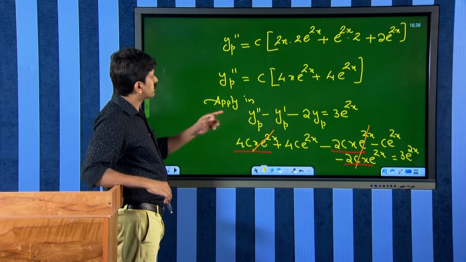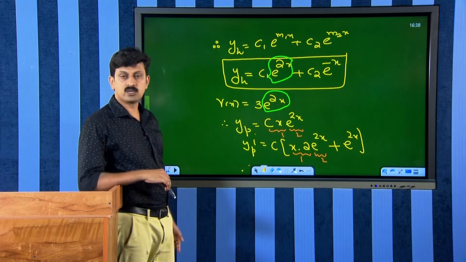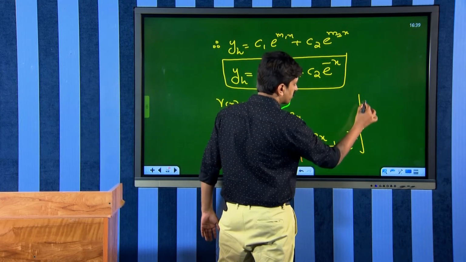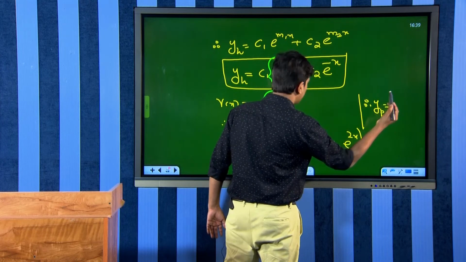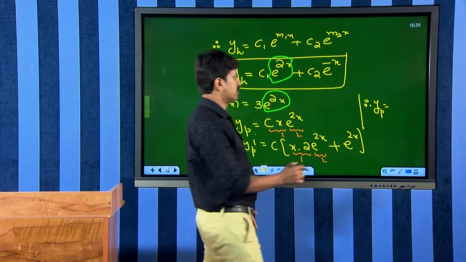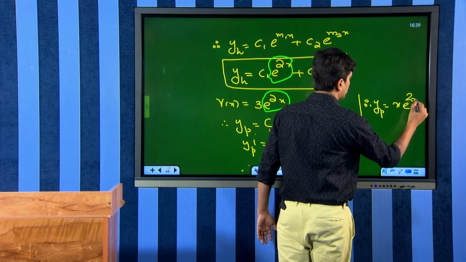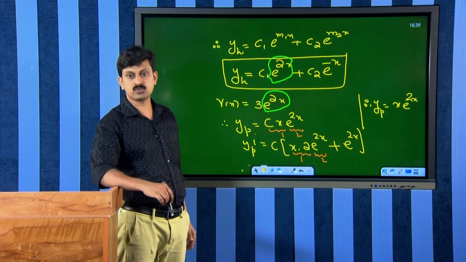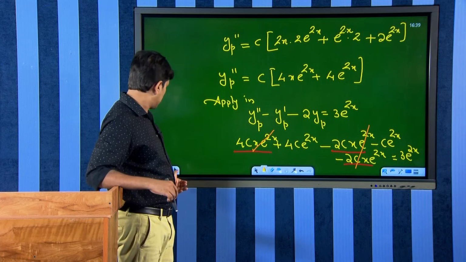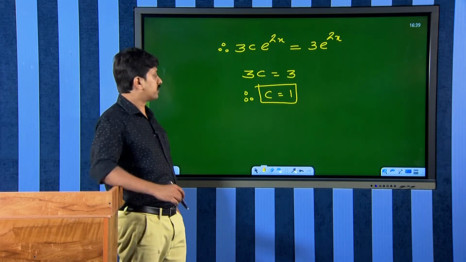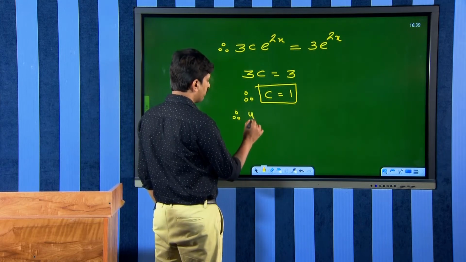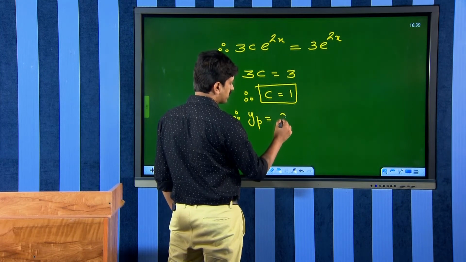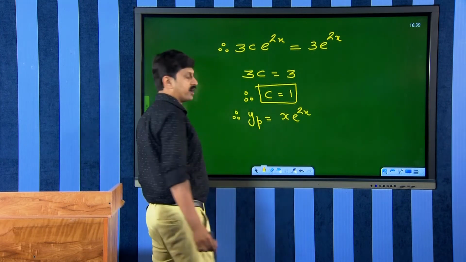Fine, dear students, we found the value of c. We took yp as c x e raised to 2x. Therefore, since the value of c is equal to 1, yp is equal to x e raised to 2x. And yh is c1 e raised to 2x plus c2 e raised to minus x.